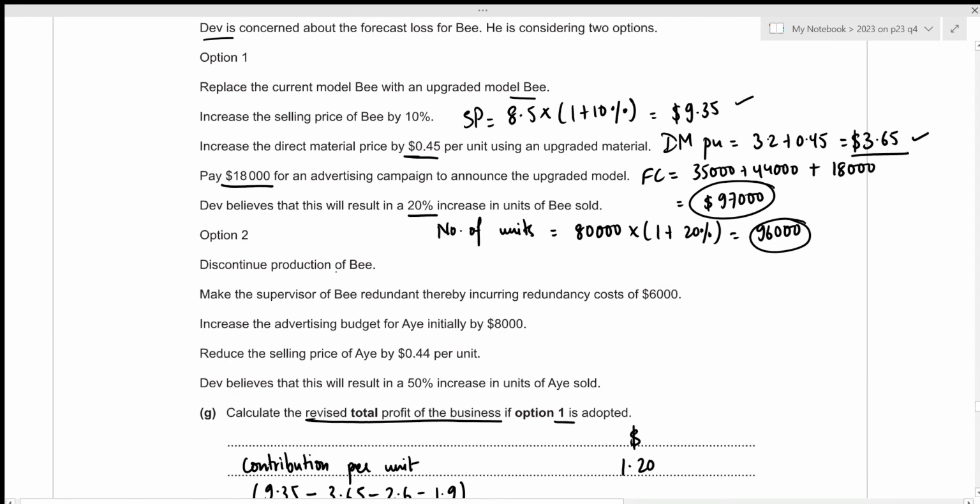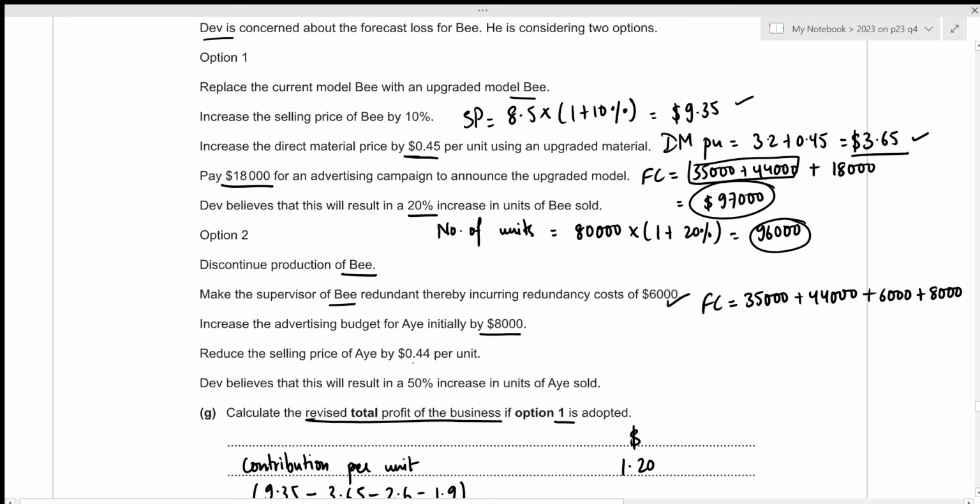We are now discontinuing the production of B. Make the supervisor of B redundant, thereby incurring redundancy cost of 6,000. So this will be added to the fixed cost. Previously, our fixed cost was 35,000 plus 44,000, then plus 6,000. Now we need to increase the advertising budget for A initially by 8,000. So this will also be a part of our fixed cost.